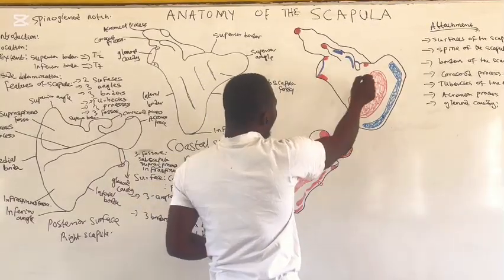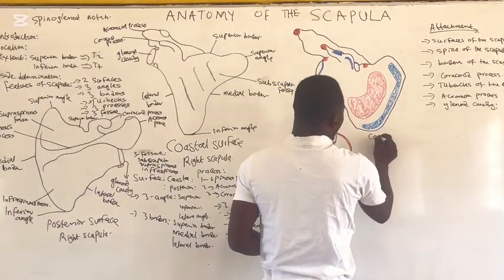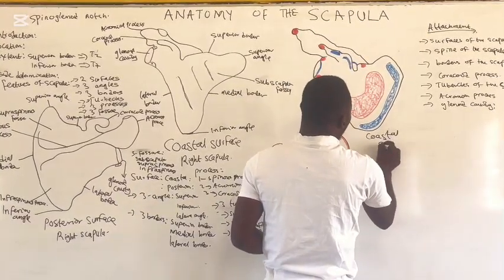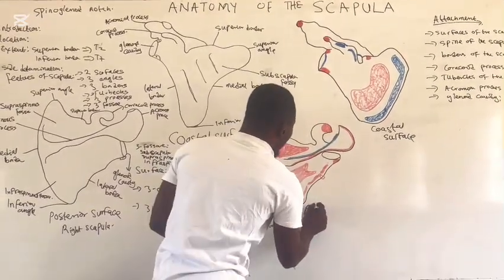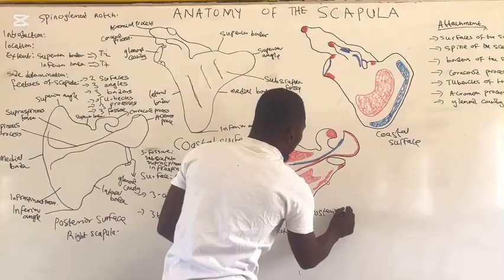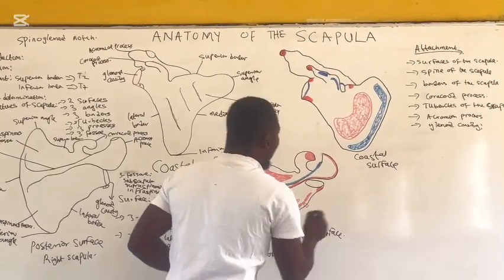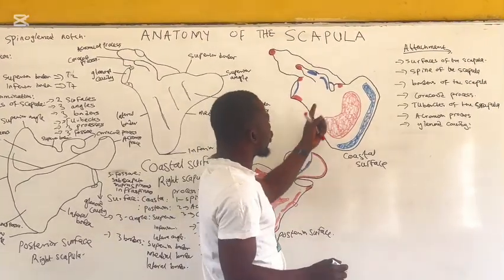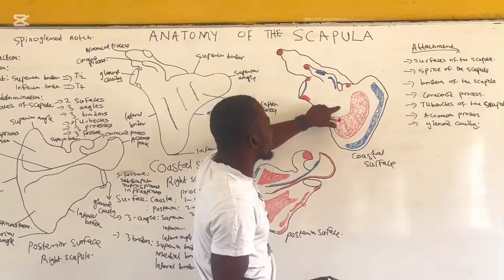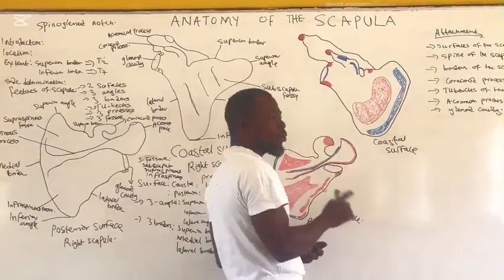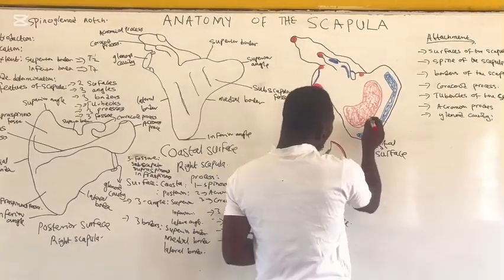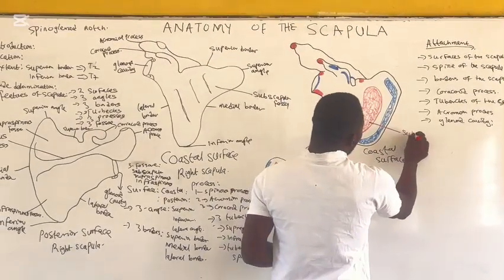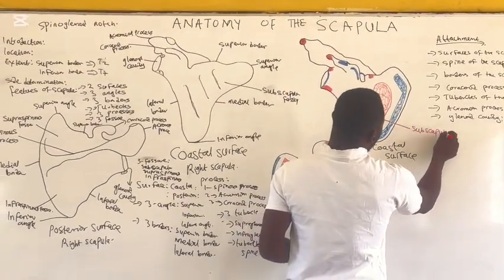From here, this is our costal view or the costal surface. And this is the posterior surface. Now, under the costal surface, the muscle that we'll be looking at first is the subscapularis, which originates from the subscapular fossa. So this muscle here is our subscapularis.